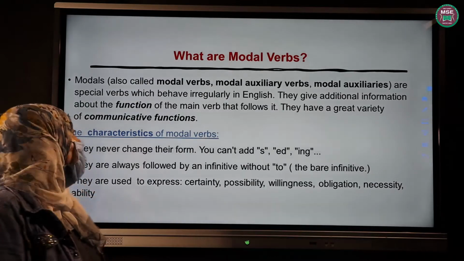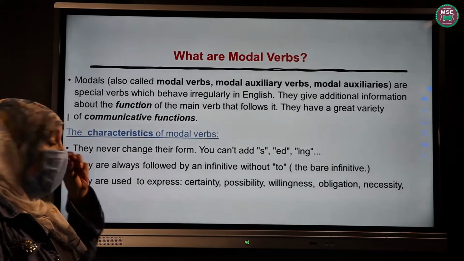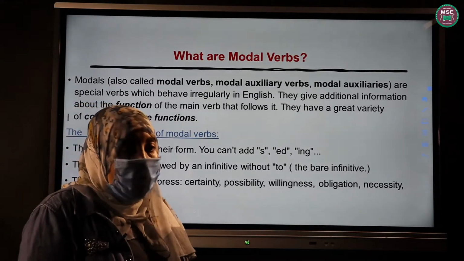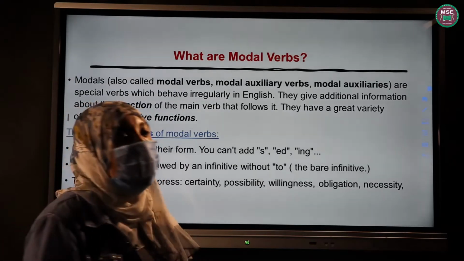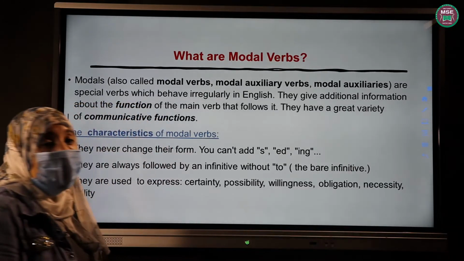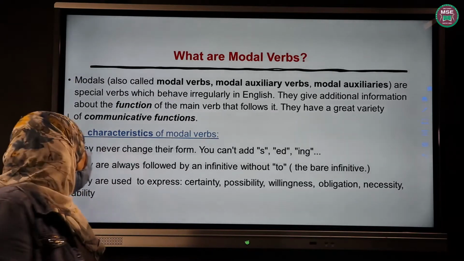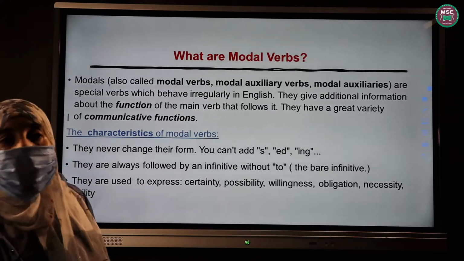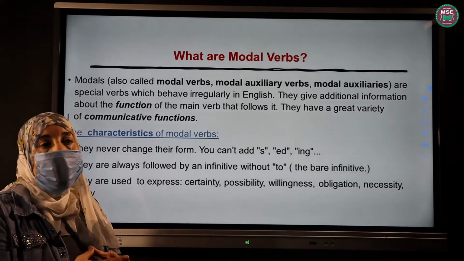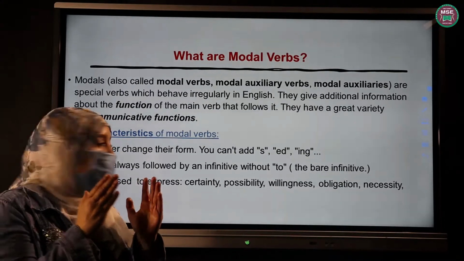In fact, they have a great variety of uses in our life. I know that all of you know what the modal verbs are. The modal verbs can be can, could, shall, should, will, would, must, have to. All these verbs are from the family of the modal verbs. What are the characteristics, or the features, of modal verbs? They have characteristics that make them special.